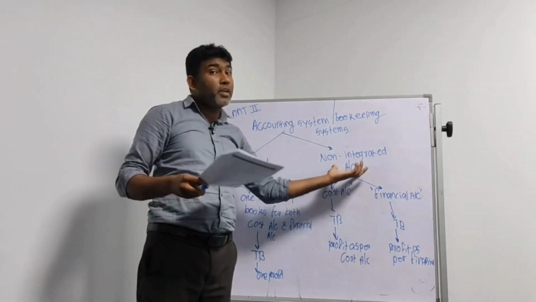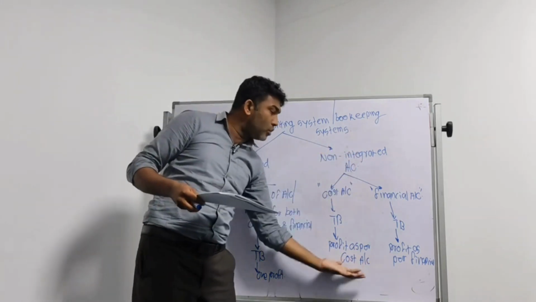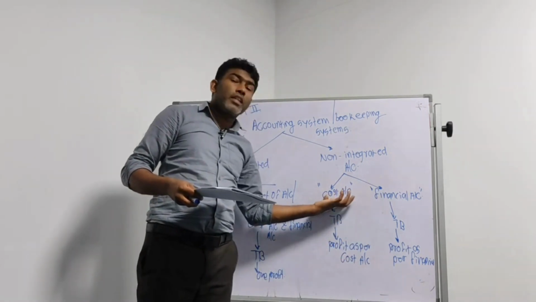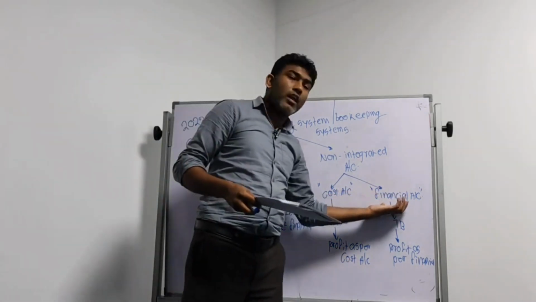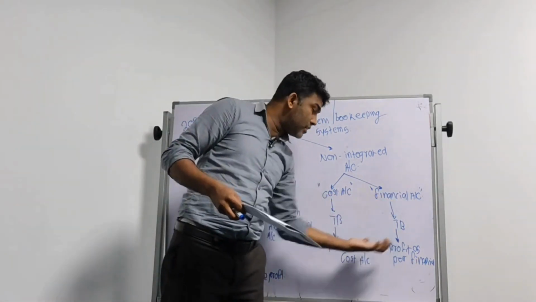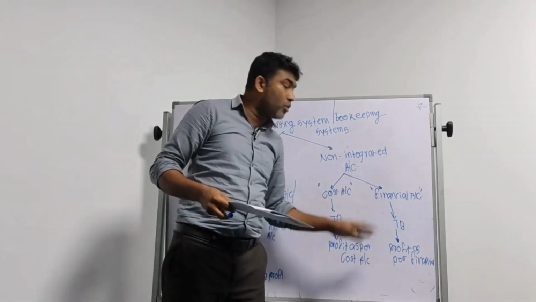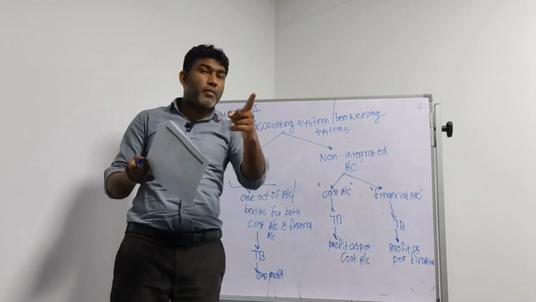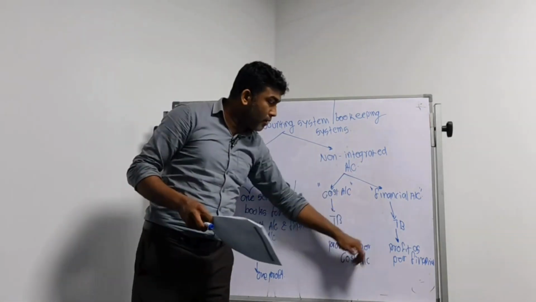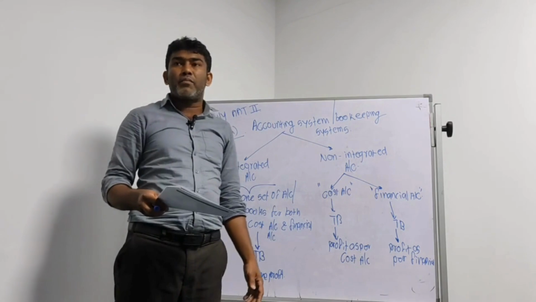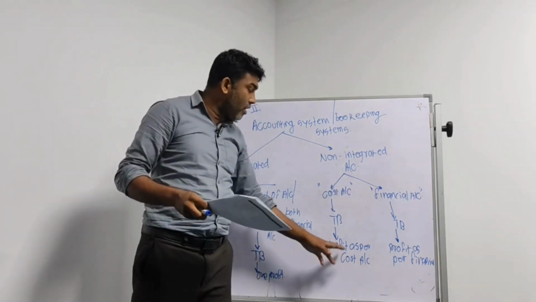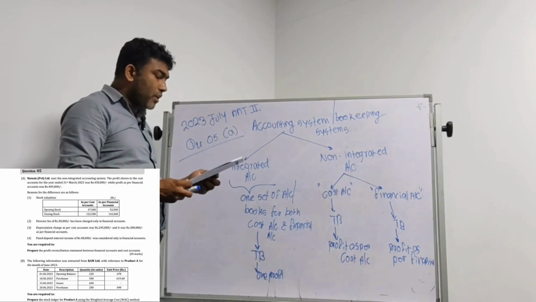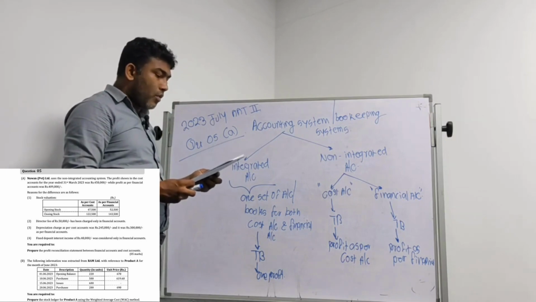Non-integrated accounting system means, as I said earlier, they're having two sets of the books, two sets of the ledgers. For the cost accounting, they're having a separate ledger. Then for the financial accounting, they're having a separate ledger. Since they are having two ledgers, there will be two profit calculations. Since there are two profit calculations, the examiner's question asks you to reconcile the profit among these two ledgers. Now we'll read it carefully.